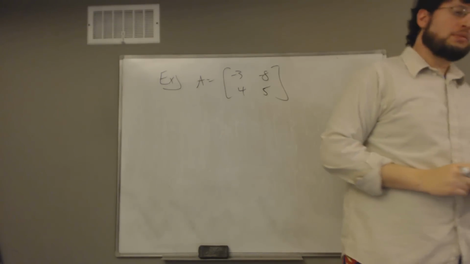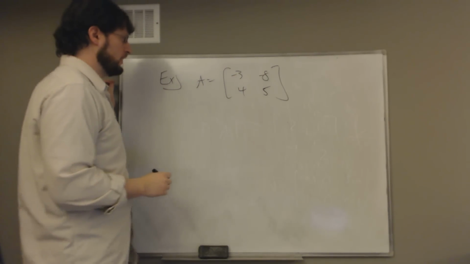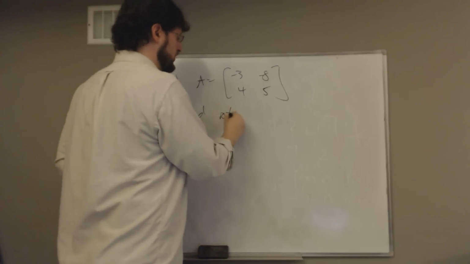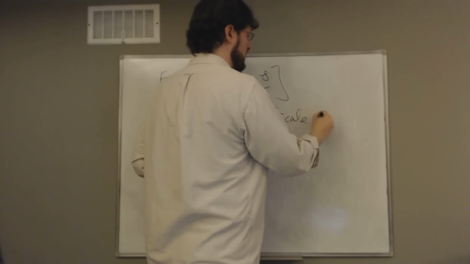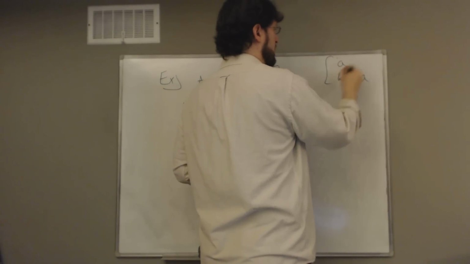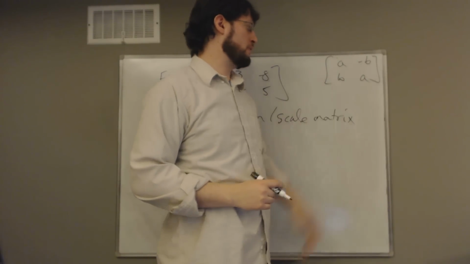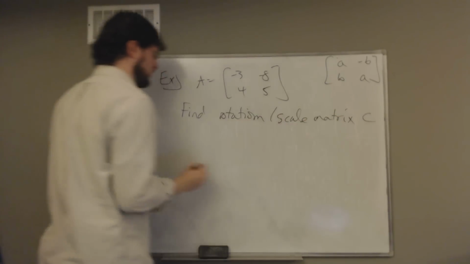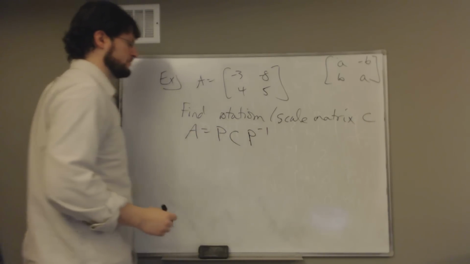Okay, so let's look at one more. We're going to look at this matrix, A, -3, -8, 4, 5. Let's find a rotation and scale matrix, one that looks like this, A, B, minus B, A, or the negative may be down here depending on how we find things. Find a rotation scale matrix C so that A is equal to P C P inverse.